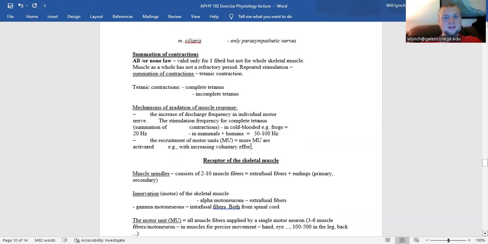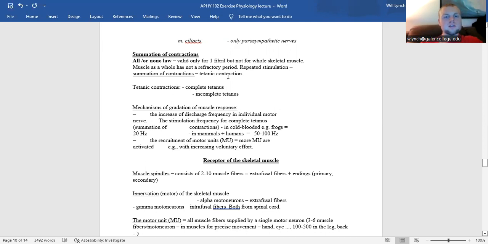All right, next is going to be the summation of contraction rule. This is known as the all or none rule or all or none law. This is going to be where we have repeated stimulation, and that is going to be the summation of contraction.